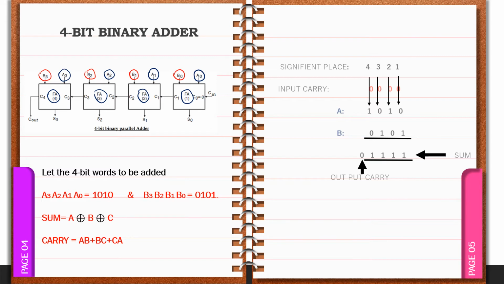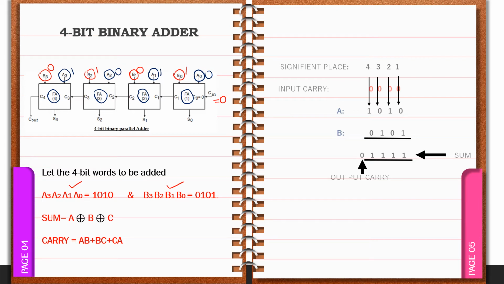This is another value. So here the values are given: A0, A1, A2, A3, and B0, B1, B2, B3. A0 is 0, A1 is 1, A2 is 0, and A3 is 1. Like this, B0 is 1, B1 is 0, B2 is 1, and B3 is 0. So now the values are given here. And then for the addition, C in we have to take as 0 as an input.